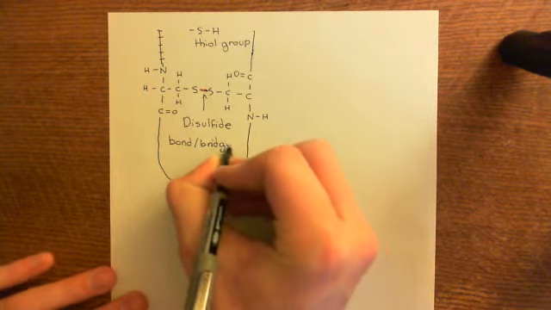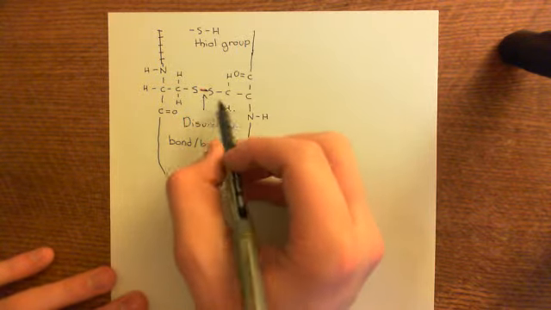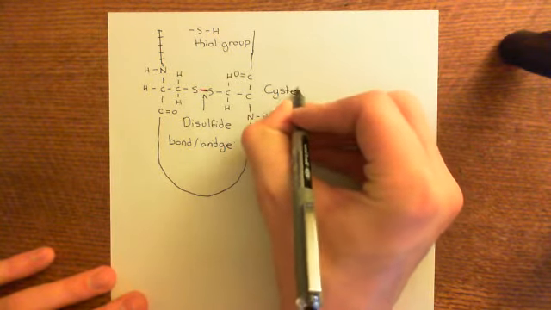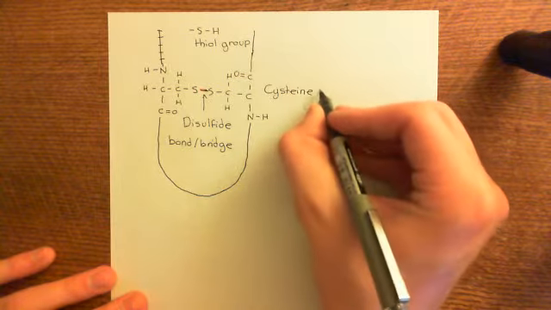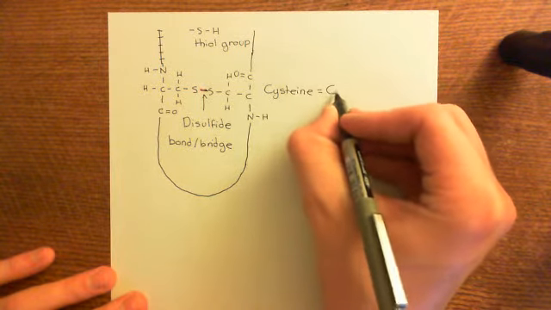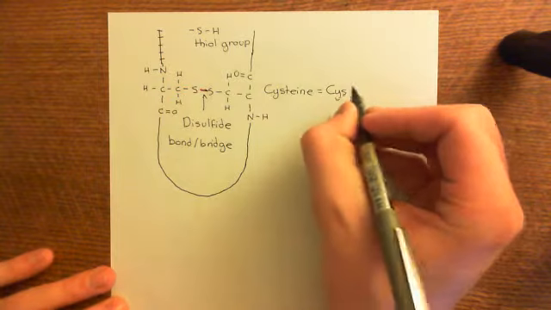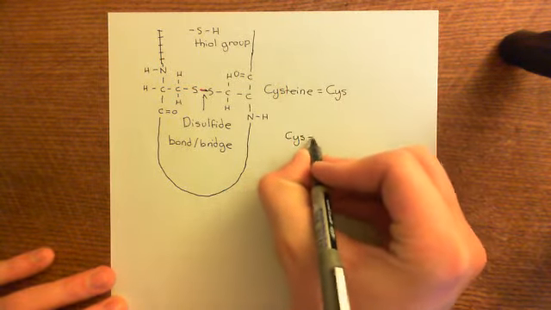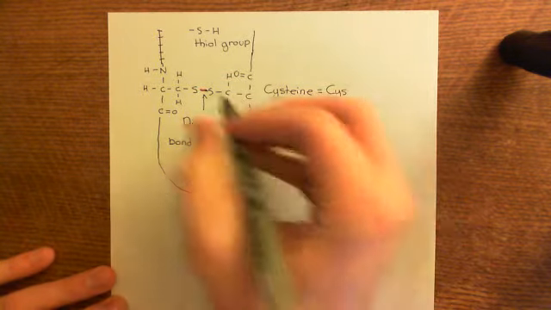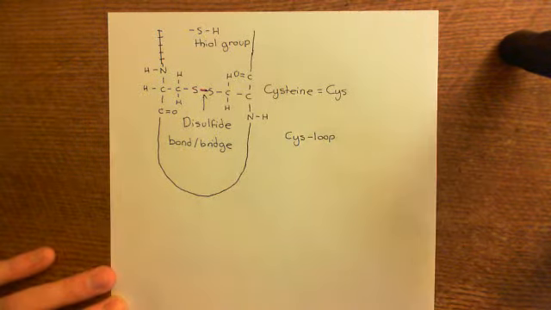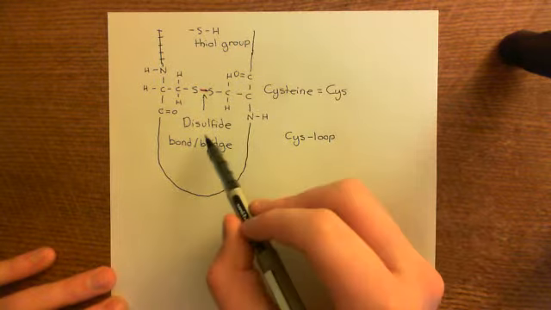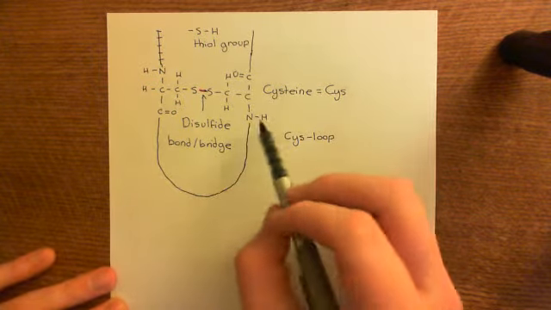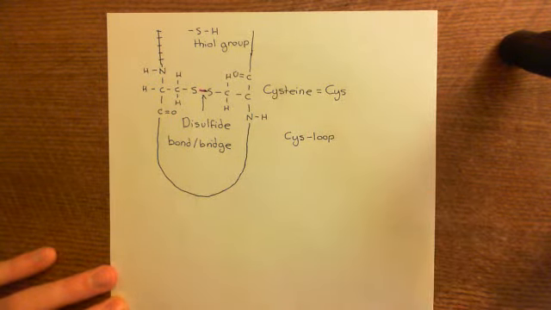Okay, and it's between these two cysteine amino acids which are on opposing strands. So this is a cysteine amino acid. The three-letter amino acid code for cysteine is CYS, cis. So this is why this is called a cis loop. It is a loop in the polypeptide structure where it's being held together by disulfide bonds between two cysteine amino acids on opposing sides of the loop, basically. And that's why it's called a cis loop.